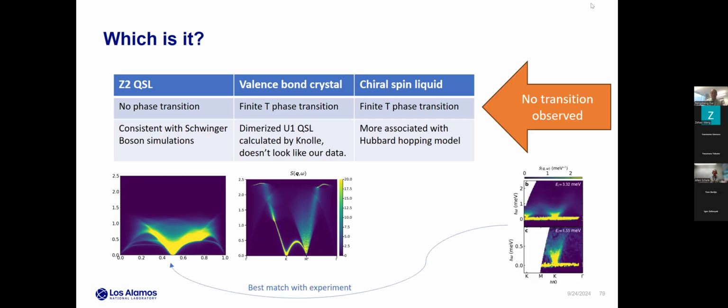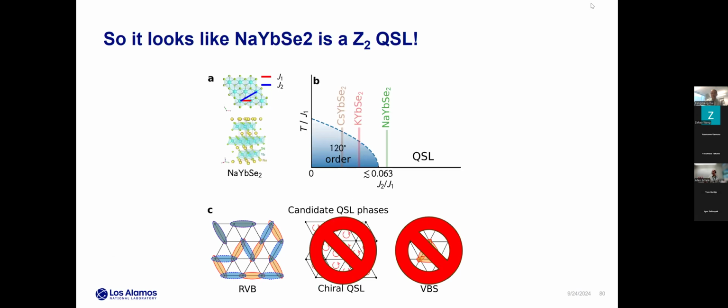Next slide, please. And you can see that the best match with experiment is definitely found with the Z2 set of assumptions. And that, combined with the fact that we observe no finite temperature transition, means that of the candidates that have been proposed, the RVB, i.e. Z2 spin liquid, is the most consistent with the data that we have.